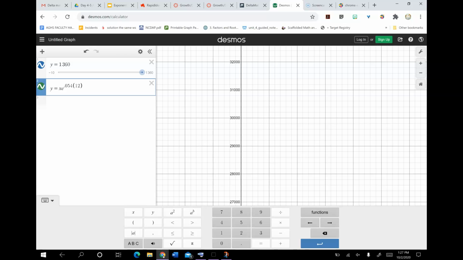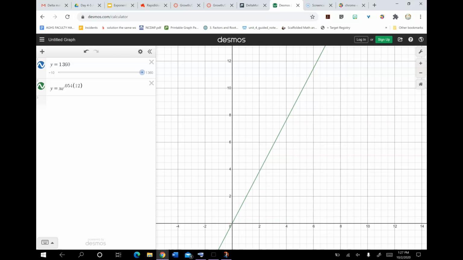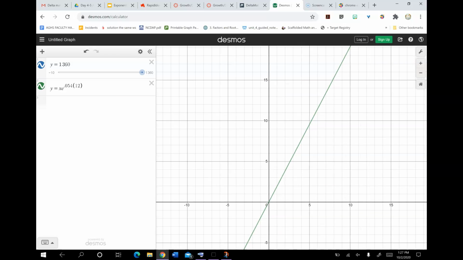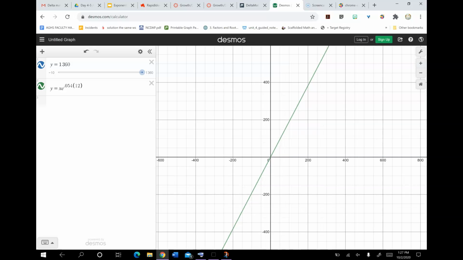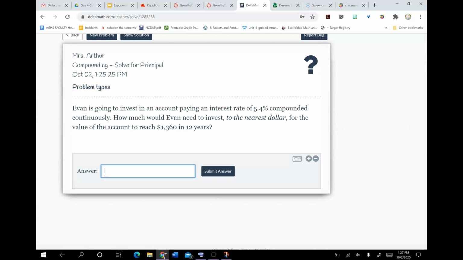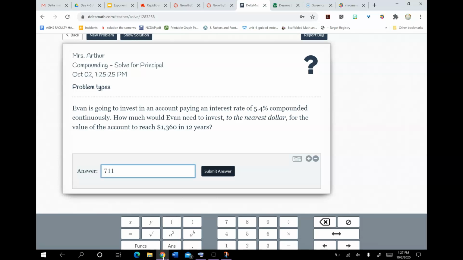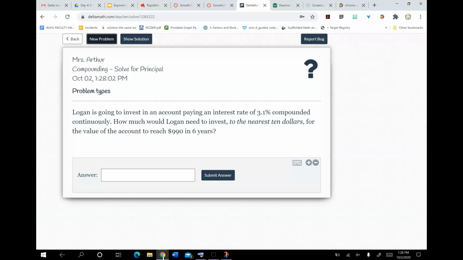Now we need to find the intersection. I'm zoomed out quite a bit, so I'm going to go back home and zoom out that way. Let's keep going till we find our intersection. There it is. I wanted us to round to the nearest dollar, so that means whole number. That 4 is going to do nothing to that 1, so it's going to be 711. Some lucky numbers. Done.